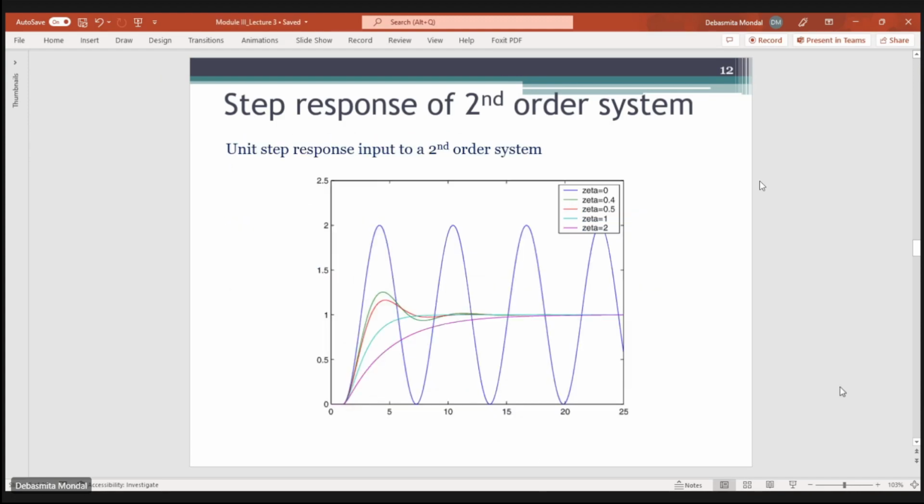Okay. So now if you combine everything together, just to visualize how things are changing.